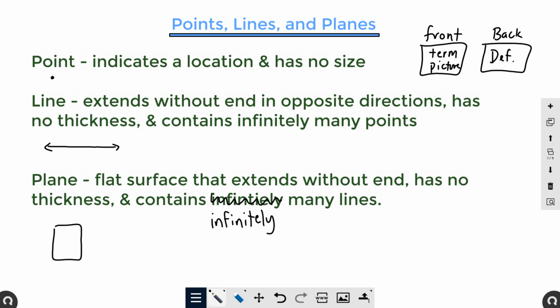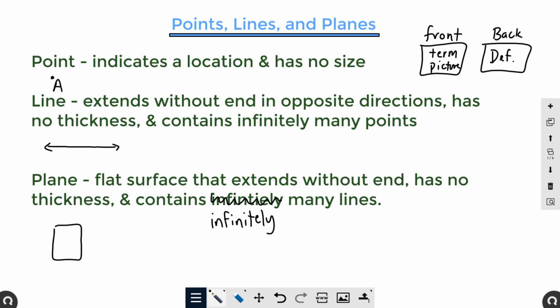Does anybody have any questions about these three terms? Let's talk about how to name them as well. So when you name a point, you typically just use one letter. So this could be point A.